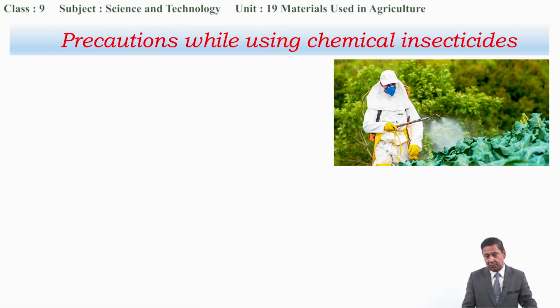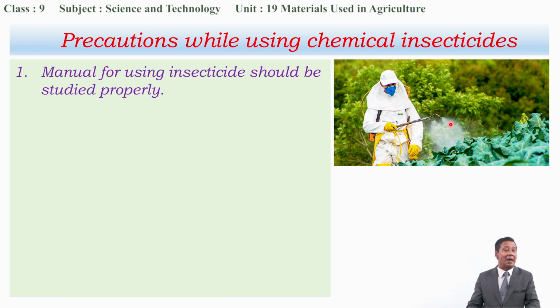Looking at this picture also, you can understand many matters which are told by this picture. Look at this, the mask should be worn, gloves should be worn, the special type of cloth which we do not wear at other times should be worn. All this comes under the precautions, but I want to start with the manual. The manual for using insecticide should be studied properly.